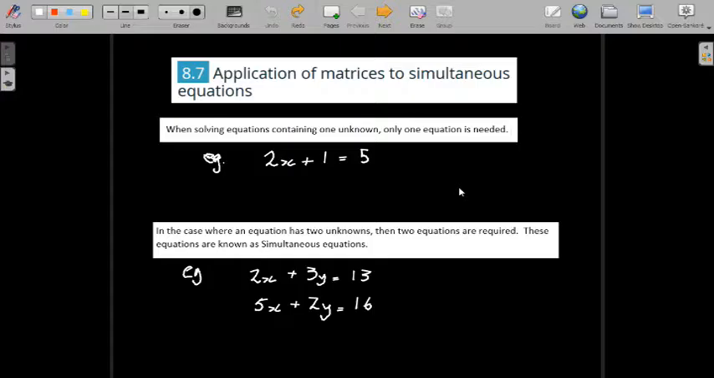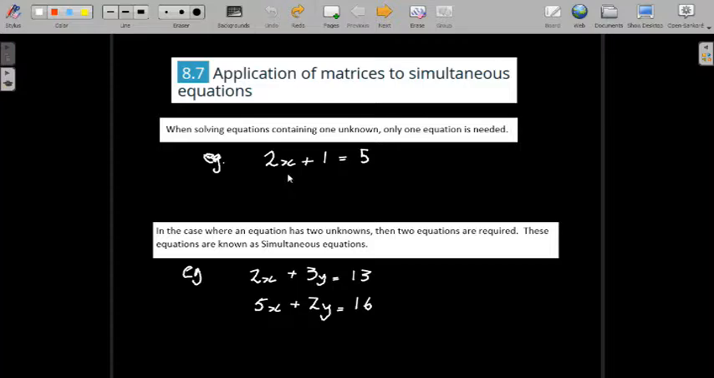Today we're going to have a look at the application of matrices to solve simultaneous equations. To start off with, we're looking at solving equations with one unknown. So for the example I've got here, we've got 2x plus 1 equals 5. So it's got one unknown, meaning we only need one equation to be able to solve for that unknown.